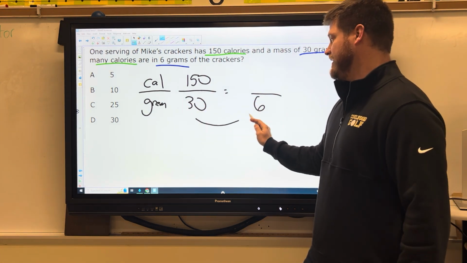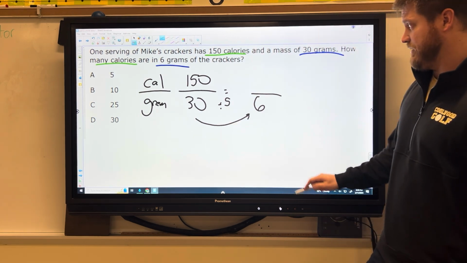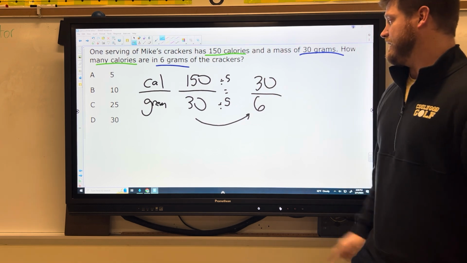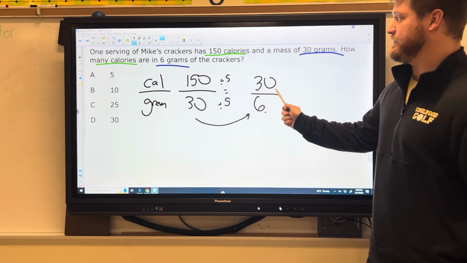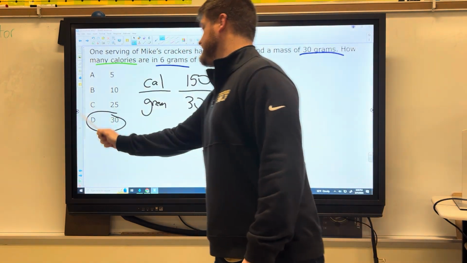So then if we're going down from 30 to 6, I would divide by 5, and to keep it equivalent, I do the same to the top as the bottom. So 150 divided by 5 would be 30. So in 6 grams, there would be 30 calories. Again, our answer is D.